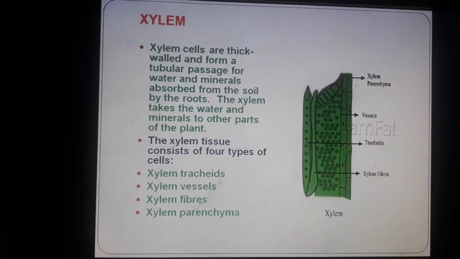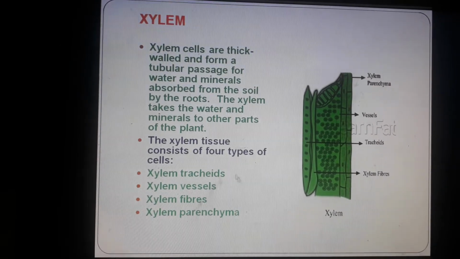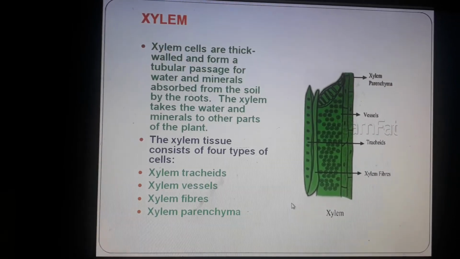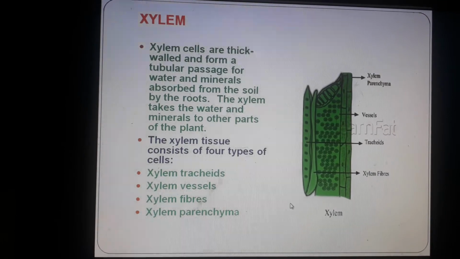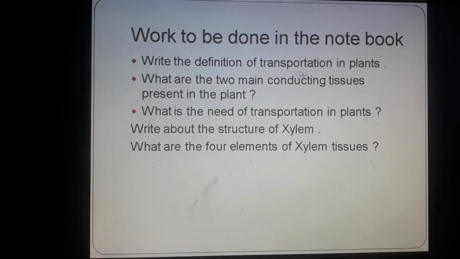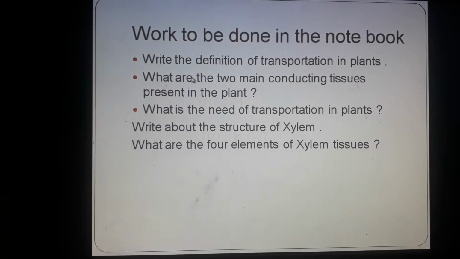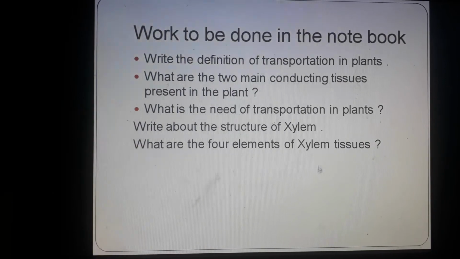So we will learn more about these 4 types of cells in the next lecture. But today I want to give you some work to do, that is some written work that you have to do today. So this is the work to be done in the notebook. Okay. So first you have to write the definition of transportation in plants. So this question answers you can write separately and notes you can write separately.